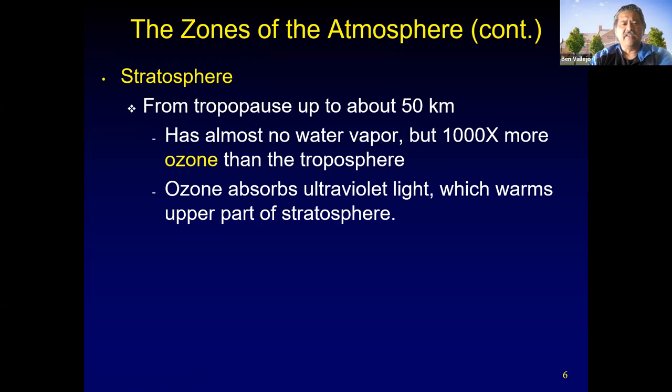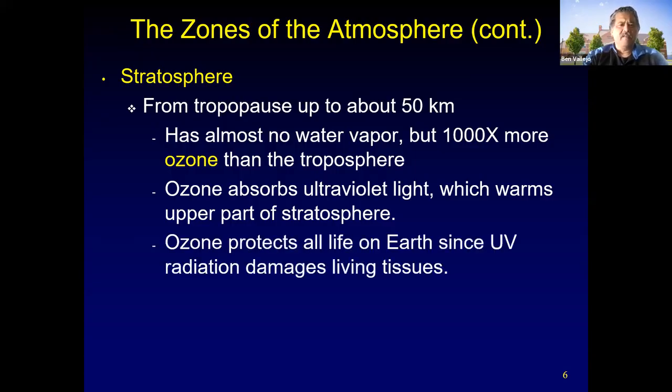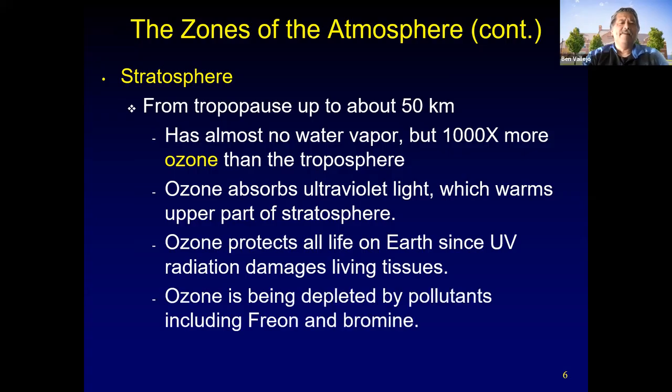When it's in the second layer of the atmosphere, at the bottom of the stratosphere, that's where the ozone layer works for us and absorbs the ultraviolet light, which warms the upper part of the stratosphere, blocks those UVA and UVB waves, and so the ozone layer protects us that way. Ozone is being depleted by pollutants, including freons and bromine.